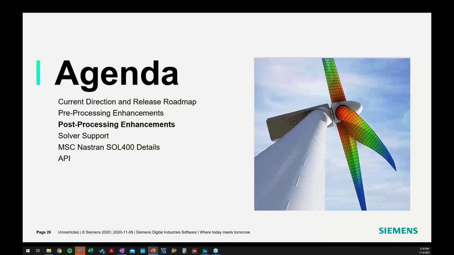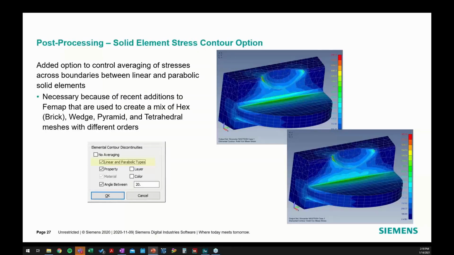Okay, so a short list of post-processing improvements. I know they've added the ability to control averaging of stresses across boundaries between linear and parabolic solid elements. This is because they've recently added the ability to create a mix of brick or hex meshes or TET meshes, and then actually change the order. So you can change whether you want to average results across those boundaries of parabolic or linear elements and that type of thing.